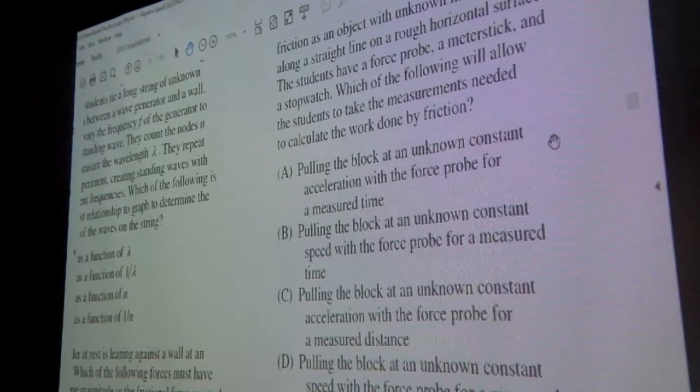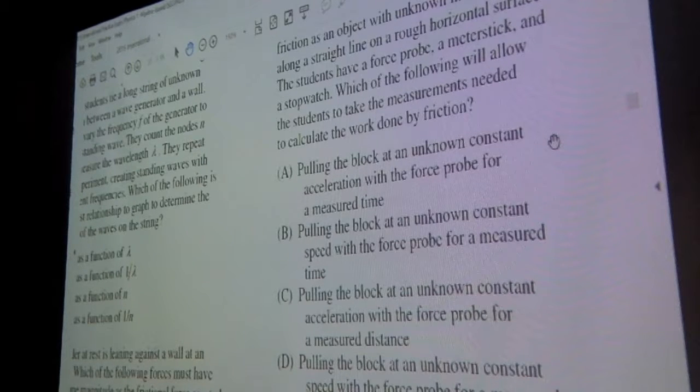Why? Because when you pull the block at an unknown constant speed, as long as the speed is constant, what you know is the force probe is going to be reading a force which is exactly the frictional force. That is why it's going at a constant speed. So when you make something go at a constant speed, the force that you put on it is equal to the frictional force. Do you understand that? That is the concept.